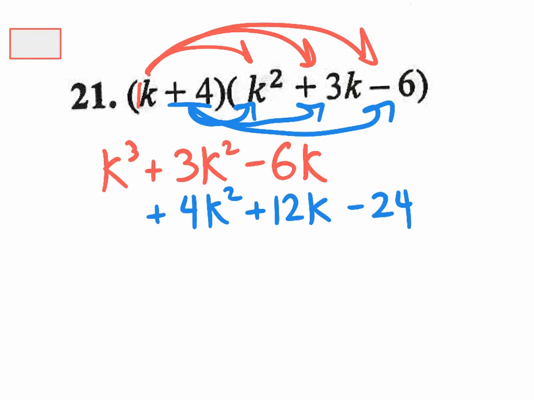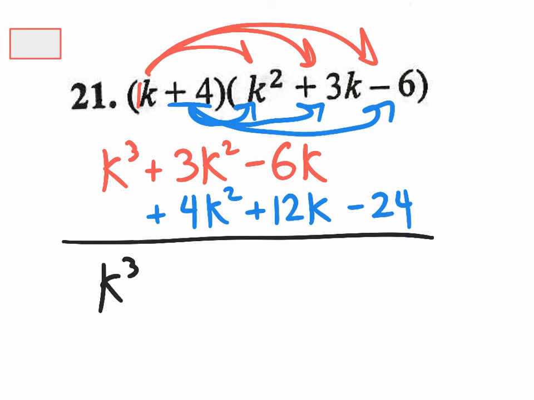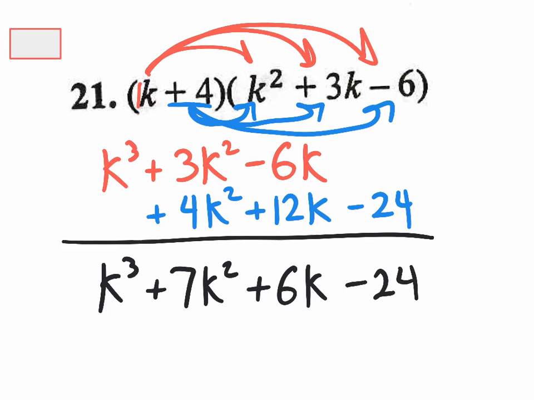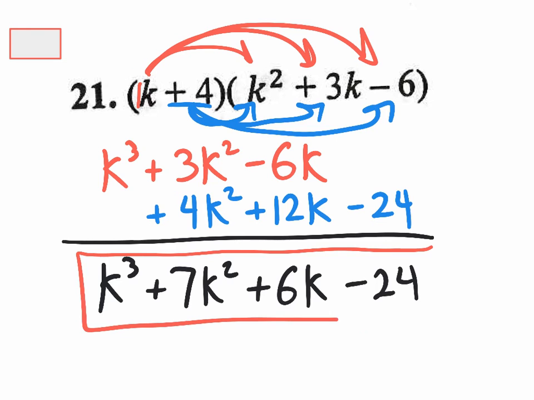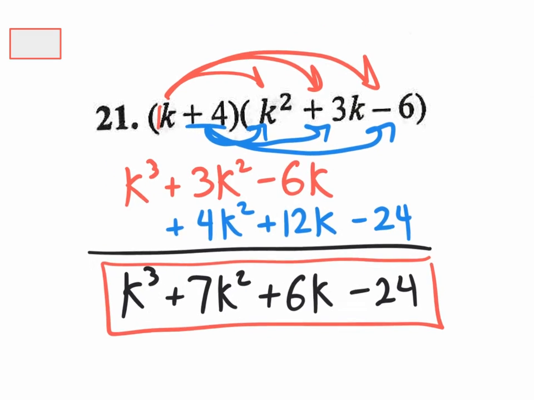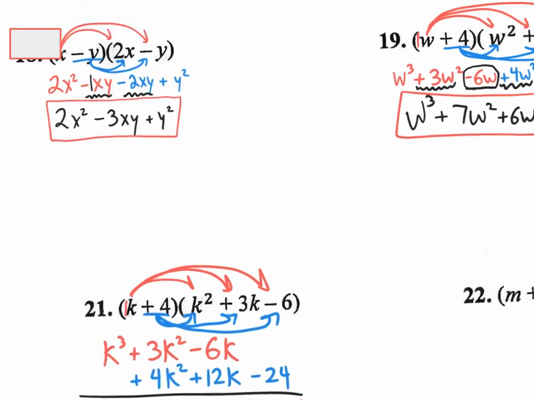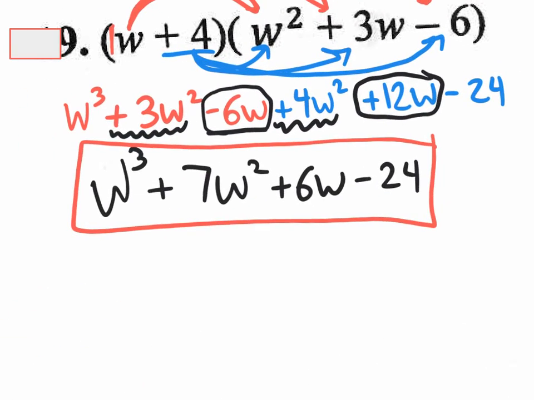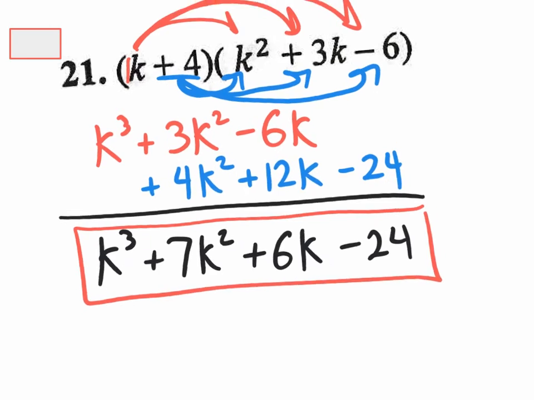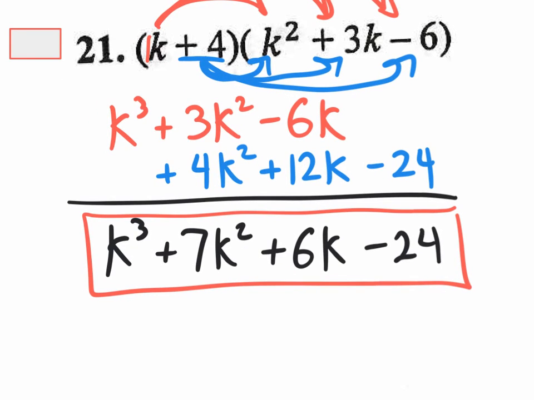If you don't like doing the circles and the squiggly underlines and the boxes that I do, you could set it up like this, and it kind of reminds you of linear combinations. K to the third plus nothing, that's just k to the third. 3 plus 4, that's positive 7 with the k squared. Negative 6 and positive 12, that's positive 6 with the k. And the negative 24 just comes down. So it's totally up to you, whichever method you want to use. I kind of like using the squiggly underlines and the circles and the boxes. But if you want, you could just set it up right on top of each other, ready to combine. It's totally up to you guys.